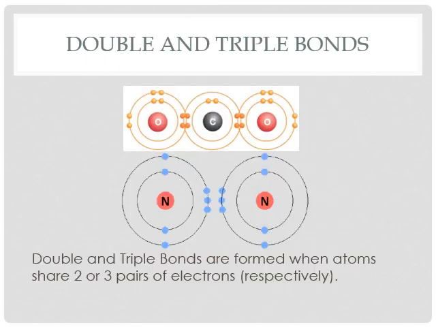Single bonds are not the only way we can connect these atoms. You could have double bonds where you're sharing 2 pairs of electrons. Or triple bonds, where you're sharing 3 pairs of electrons, that you can see there with the nitrogen.